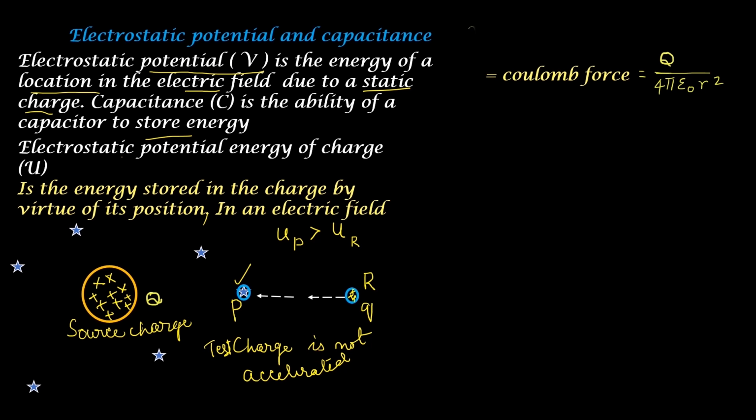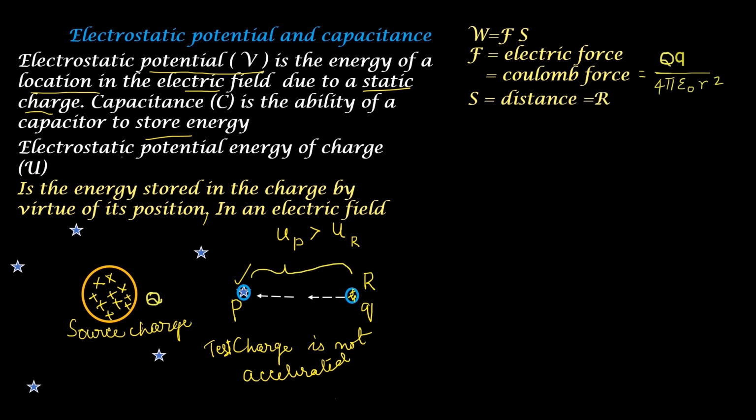Work done is equal to Fs. F is the electric force equal to Coulomb force, which is equal to Q by 4 pi epsilon naught R square. When we consider the test charge also, the force between the two charges will be equal to capital Q small q by 4 pi epsilon naught R square. S is the distance R. PR is taken as capital R.